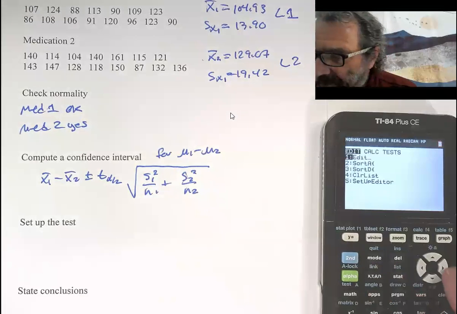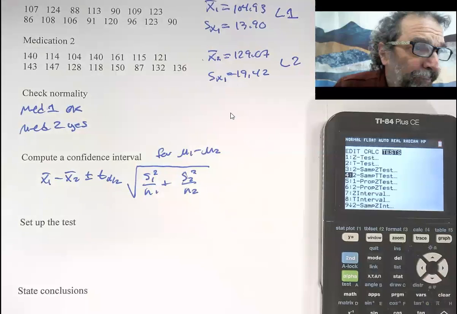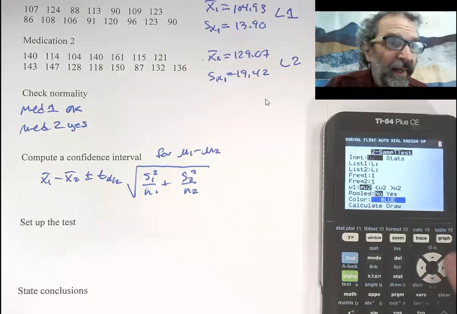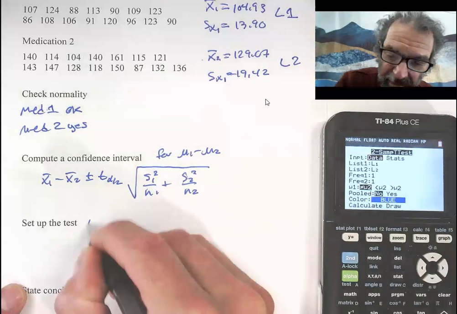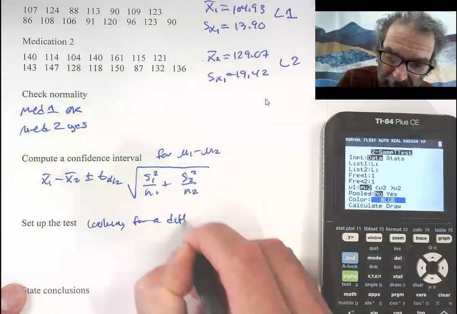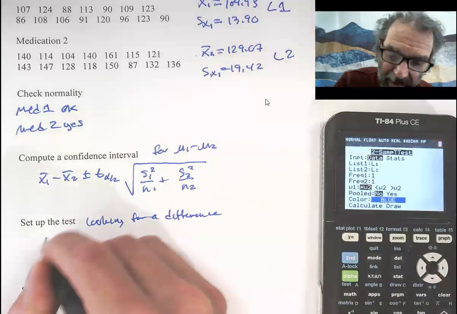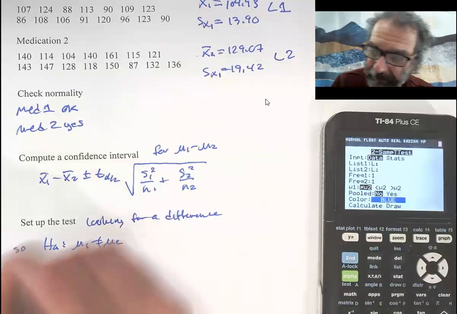So we go to stat tests, 2 sample t test. Okay. And then we have to decide if it's data or stats. So we've got the raw data that's in list 1 and list 2. I did that. And then we want the not equal to alternative, because we're looking for a difference. We haven't picked a particular kind of difference. So HA is mu1 not equal to mu2. Like that.